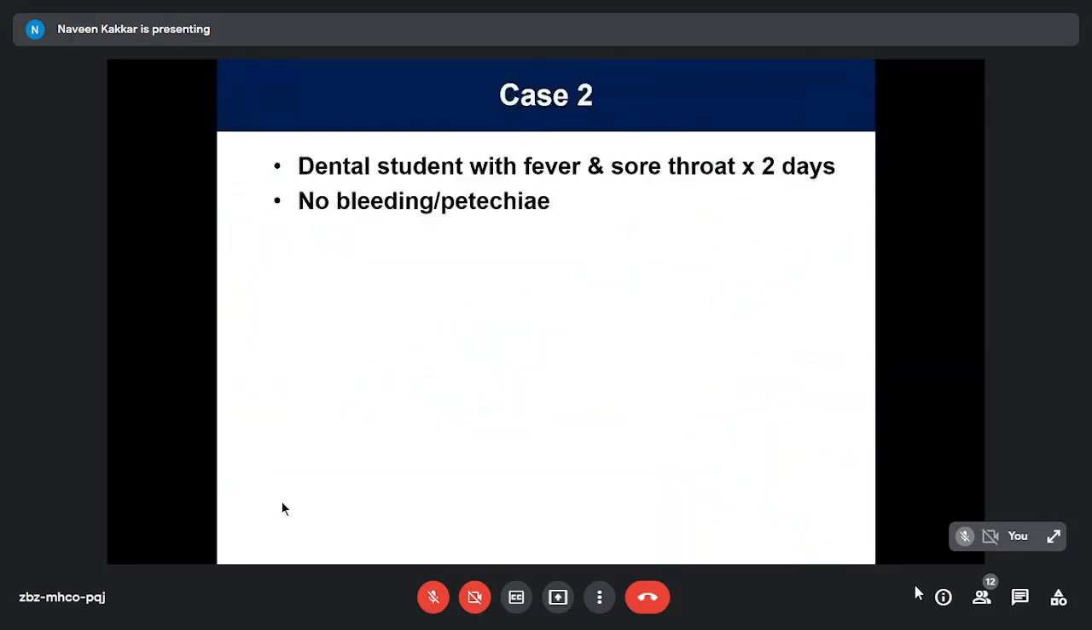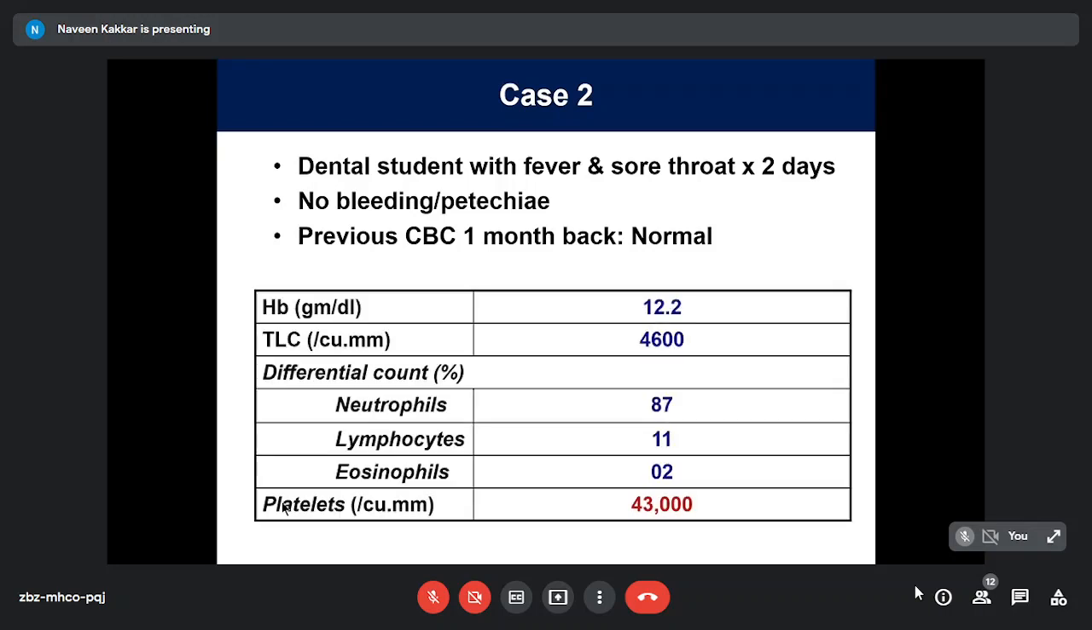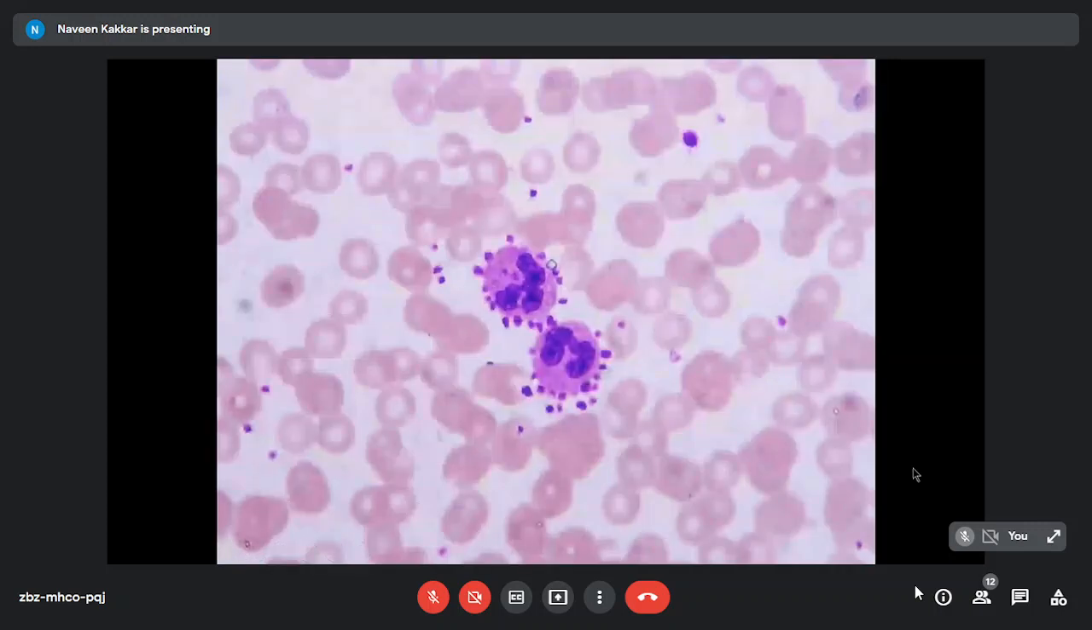A BDS student with us with fever and sore throat for 2 days. There was no bleeding or petechiae. Previous CBC 1 month back was normal. His count now showed a normal hemoglobin, TLC of 4,600, normal differential, but with thrombocytopenia. No bleeding symptoms. This is what his blood smear showed, a phenomenon which is very familiar to many of you: platelets sticking to the neutrophils there. That's platelet satellitism. There's an antigen antibody receptor binding.